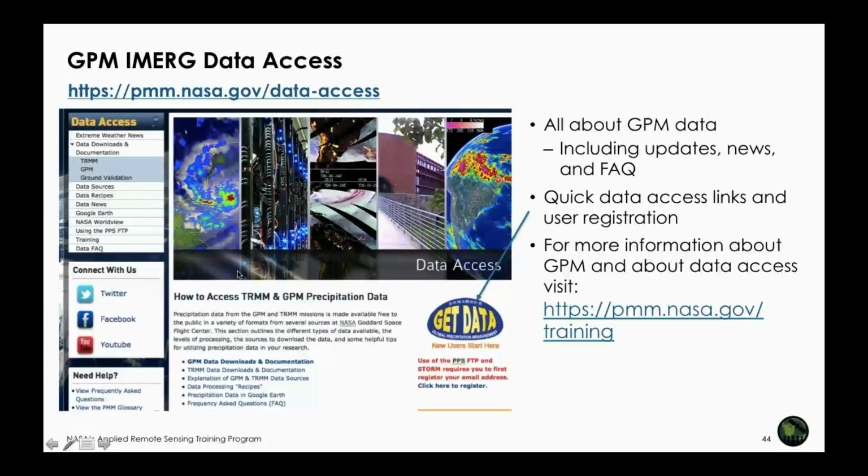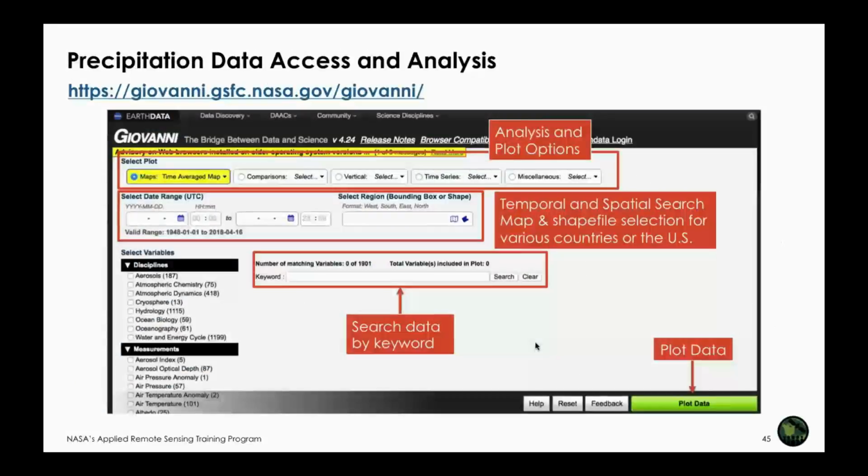And here is the website where you can quickly access data. There is also an online training that guides you through all the products available and how to access them. So this is another way to get this precipitation data and analyze it online. We will see a short demo at the end.